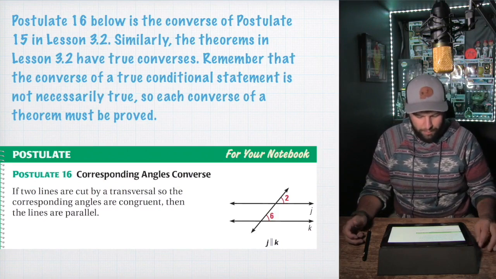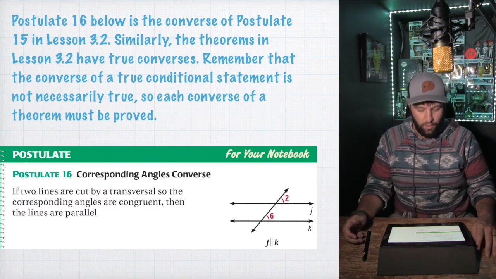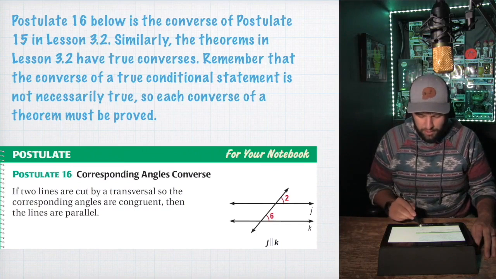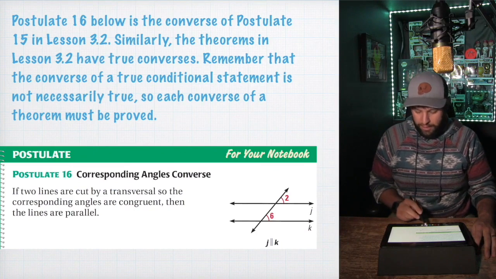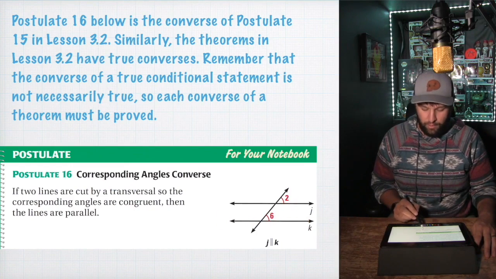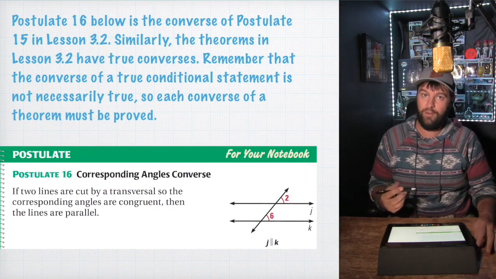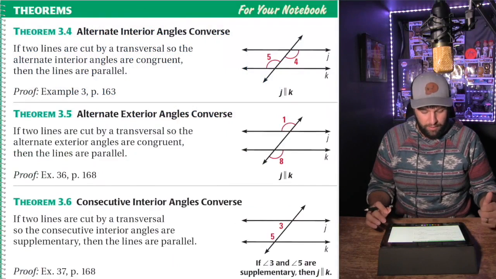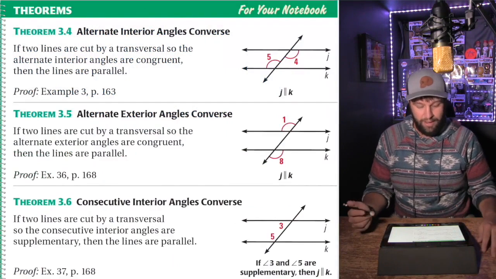Okay? So, postulate 16, the corresponding angles converse. If two lines are cut by a transversal so that the corresponding angles are congruent, then the lines are parallel. So this is just the reverse order of what we were learning yesterday. Yesterday we learned if the lines were parallel, then the corresponding angles were congruent. Today we're learning if they're congruent, then the lines are parallel. And similarly, the other three theorems we learned yesterday have their converses.